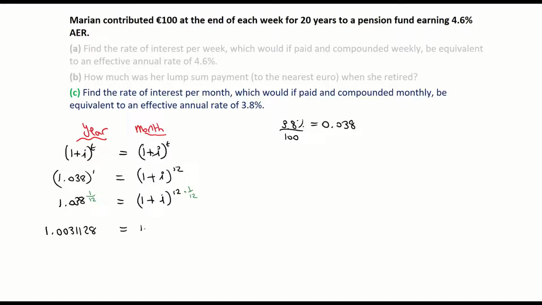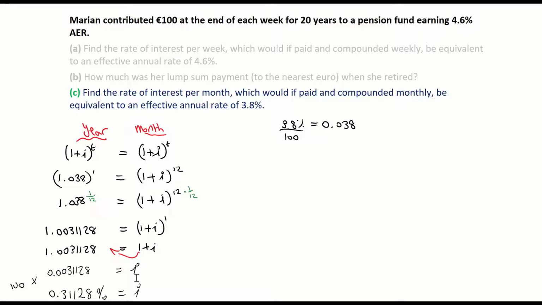So that is giving me 1.00311128 equals 1 plus i to the power of 1. And that is 1 plus i is equal to 1.00311128. Subtracting 1 now from both sides is giving me 0.00311128 is equal to i, and we times that by 100 to turn it into a percentage. So that is 0.31128%. That's my interest rate per month.